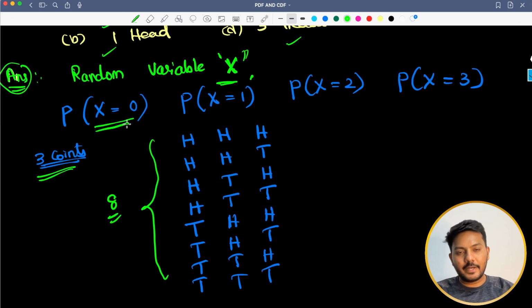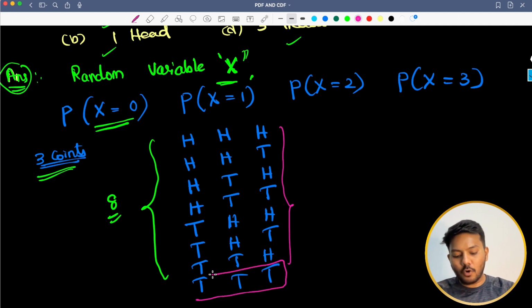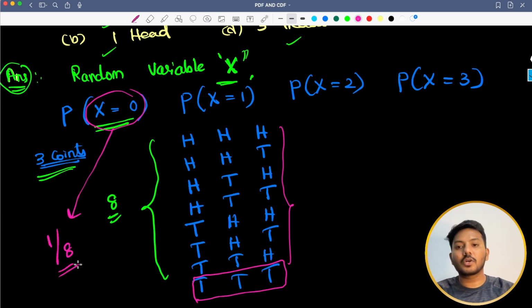Now what is the first question? I want to calculate probability of x having 0 heads. So out of all of these, I have only one possible combination in which there are no heads. So the answer for this is 1 by 8. So how did we calculate? Out of all the possible combinations, there is only one combination in which I have 0 heads. So I can get 1 by 8th chance. So when I toss three unbiased coins, the chance of me not getting any of the heads is 1 by 8. Clear?